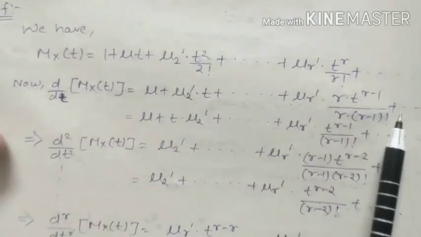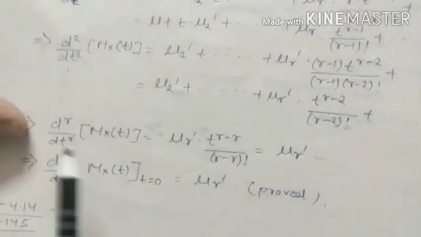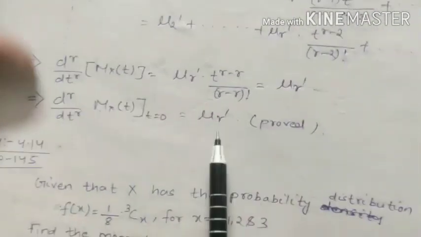Mx(t), you know, so you have to find the first derivative. Next one is the second derivative. The next one is the rth derivative. And the result is mu r dash.